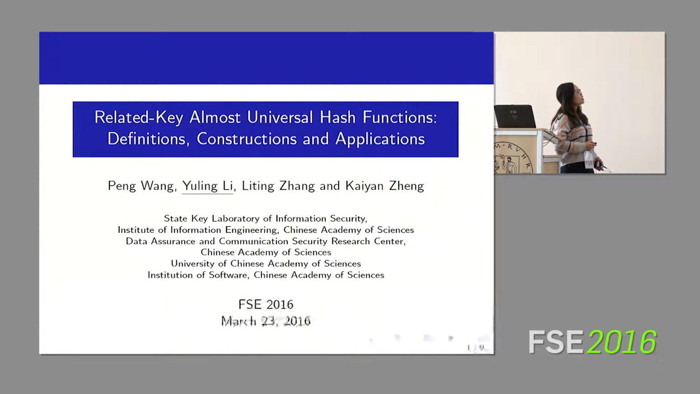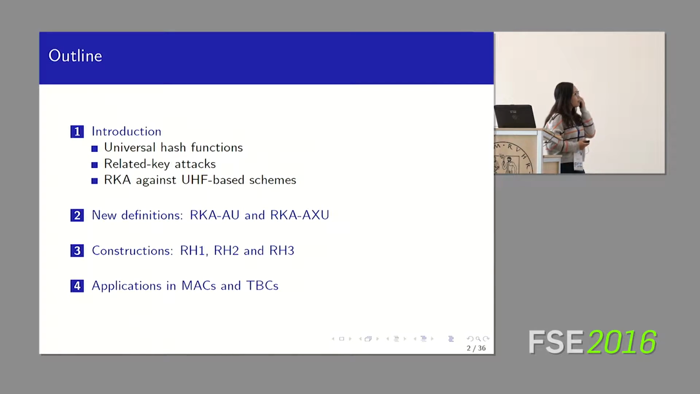Today, I would like to present my paper related to almost universal hash functions: definitions, constructions, and applications. My presentation will cover the following aspects: the background introduction, and then our new definitions of RKA-AU and RKA-AXU functions, and their constructions named RH1, RH2, and RH3. And finally, I will show you the applications in the design of related-key secure MACs and TBCs.